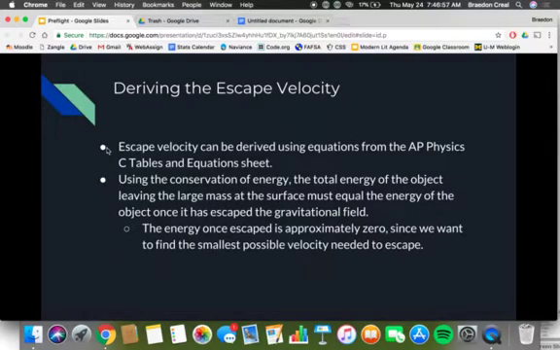The escape velocity can be derived using the equation from the AP Physics C tables and equation sheet. Using the law of conservation of energy, the total energy of the object leaving the mass at the surface must equal the energy of the object once it has escaped the gravitational field. The energy once escaped is approximately zero, since we want to find the smallest possible velocity needed to escape. We can say that the energy is equal to zero because at the end of its route, the object will have no velocity and would have just escaped the gravitational pull.